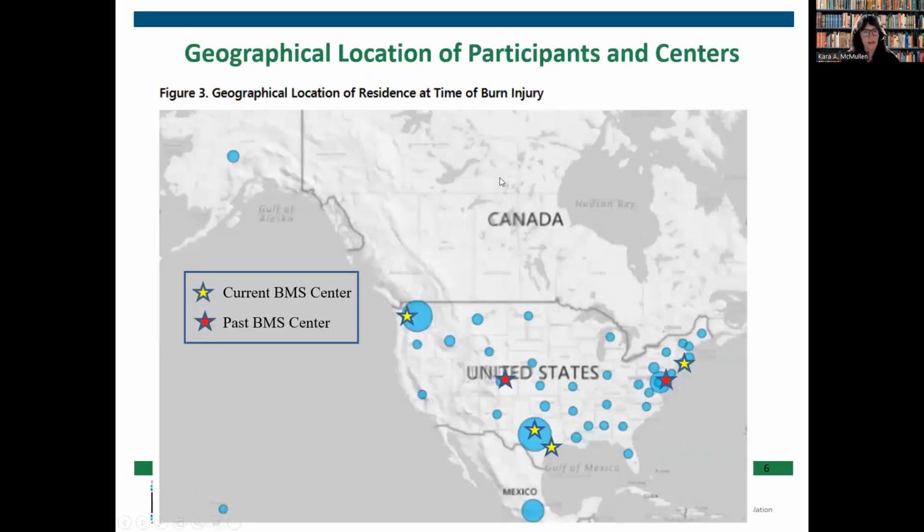So here you can see just the geographical location of the participants in the BMS and the BMS centers. So we have current BMS centers in Seattle, Washington, Galveston, Texas, Dallas, Texas, and Boston, Massachusetts. And there are past BMS centers in Denver, Colorado, and Baltimore, Maryland. And we do have some participants in Alaska, as well as participants from Mexico.